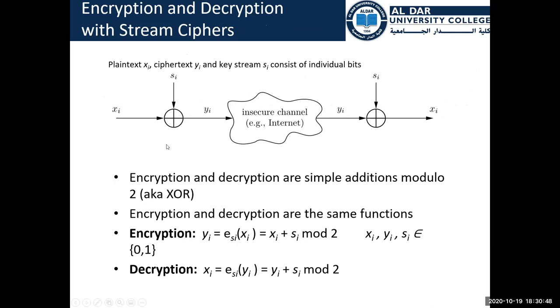The most basic one here is the XOR stream cipher. The XOR stream cipher is the magic here, because if you apply XOR between the random key SI and the plain text, you will get YI, which is secure. When you apply the same functionality, which is XOR, you will extract the plain text back. This is the magic of XOR. You apply it here, you apply it there, the same functionality, different output in each stage. The first one, we get secure data. The second one, we get the plain text back.